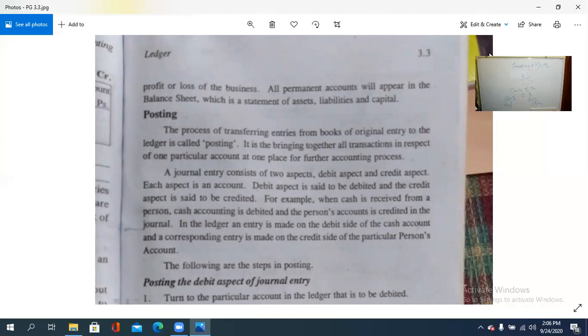So for example, when cash is received from a person, cash account is debited and the person's account is credited in the journal, isn't it? In the ledger, an entry is made on the debit side of the cash account and a corresponding entry is made on the credit side of the particular person's account. So cash account debit to X, so to X and by cash accordingly. So following are the steps in posting.